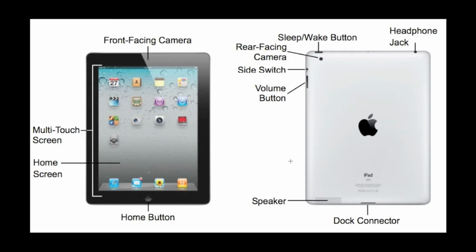On the edge, which you can see from this back view, there are other buttons. You have your volume controls, and then the side switch, which can be used to either be a mute button or lock the rotation, so that when you turn the iPad sideways, what you see on the screen won't turn. The rear-facing camera is a high-quality, high-definition camera. The button at the top is the sleep and wake button. That's what you would press to put the device to sleep. And then the headphone jack is on the top as well. The dock connector is on the bottom, and then the speaker is on the back.